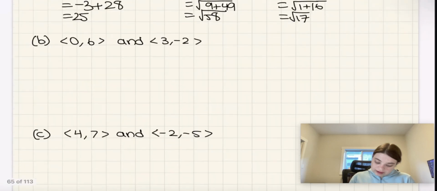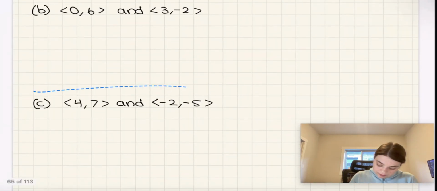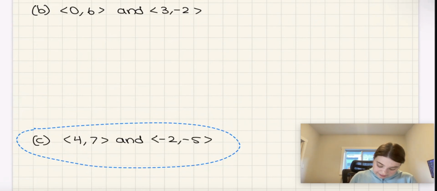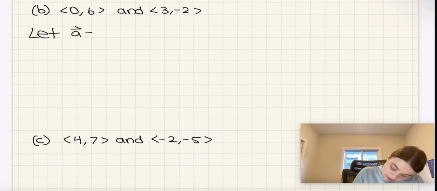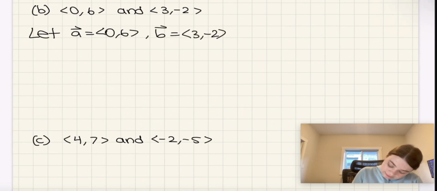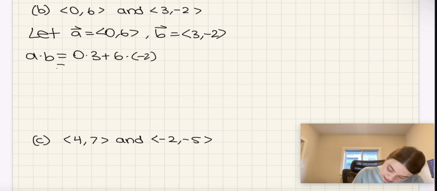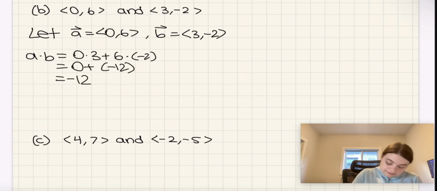Okay, let's do another one. And actually, I might give myself more room this time. That felt very crammed in there. Okay, so for this one, same sort of thing. We're going to let vector A be equal to 0, 6, and we're going to let vector B be equal to 3, -2. So the dot product, A dot B, is going to be 0 times 3 plus 6 times -2, which is 0 plus -12, which is -12.